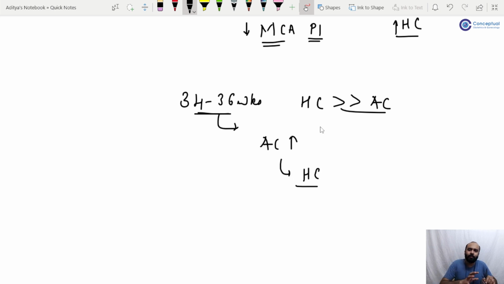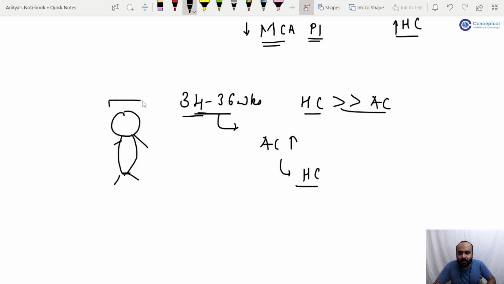So basically, when a baby reaches term and has no other high risk factors, that is the time when the abdominal circumference is more than the head circumference. But at least until 34 weeks, the head circumference is either equal to or more than the abdominal circumference. Now, if the fetal head is bigger like this, you can see that this head circumference is more than this abdominal circumference. This is what usually happens at less than 34 weeks in a normal fetus as well.